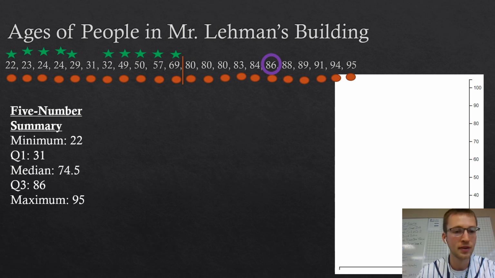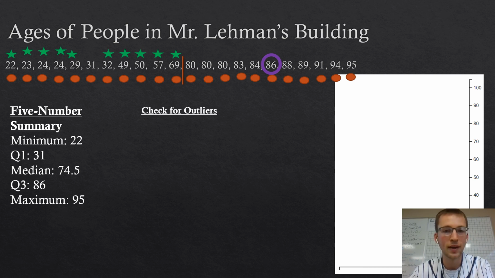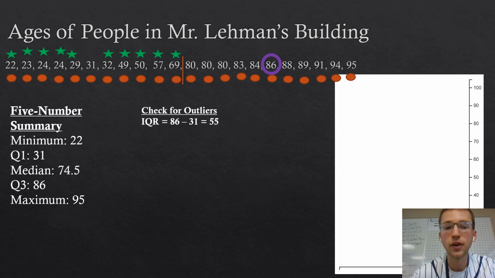So that gives us our 5-number summary. Now, if we knew for sure, like they stated, that there are no outliers, then we could just plot our box plot here. The box would be 31, 74.5, and 86. Then we'd have our whiskers going from 22 and then to 95. But I'm going to require you from here on out to check for outliers. So let's do that. The first step when checking for outliers is to find your IQR.